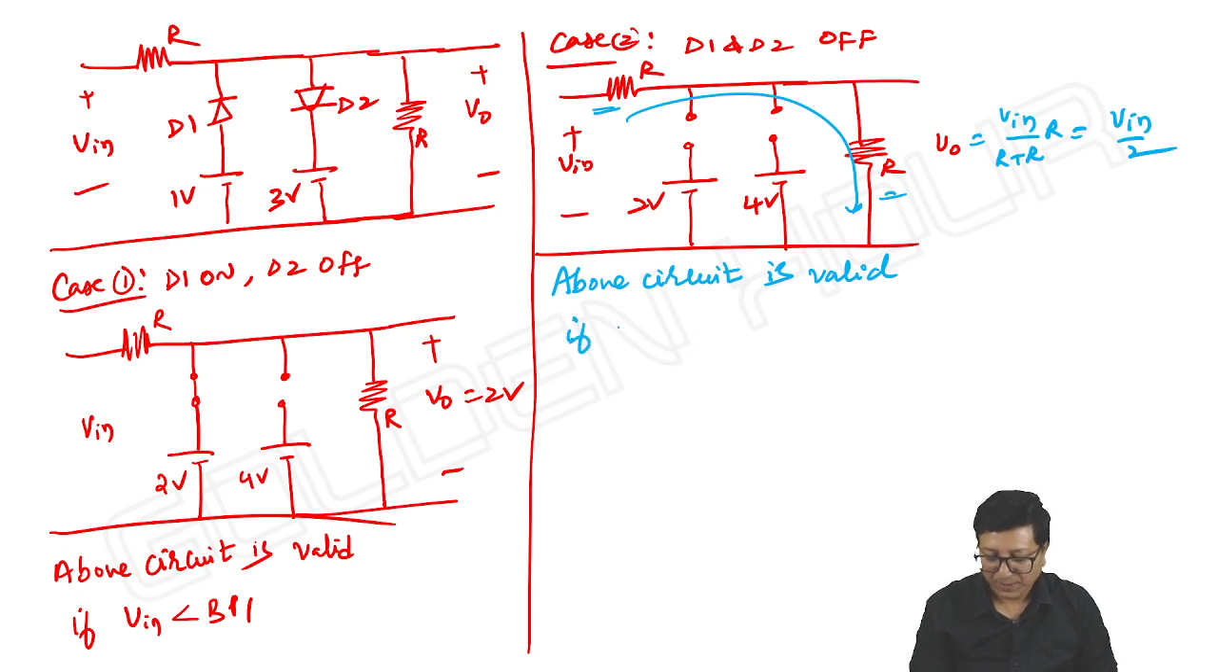if breakpoint 1 less than V input less than breakpoint 2. It looks like the breakpoints are 2 and 4. But don't take them for granted. Time being, I am writing breakpoint 1 and breakpoint 2. Okay. Then case 3.